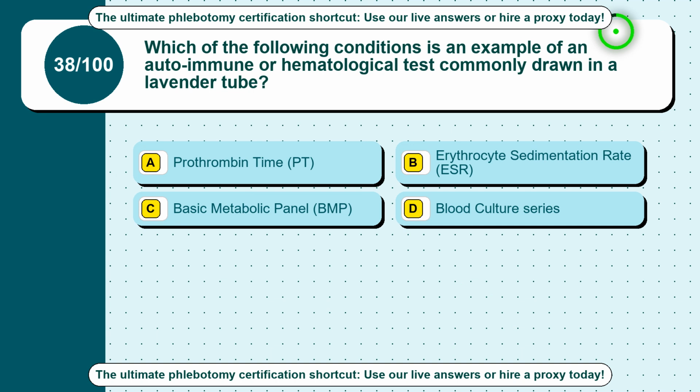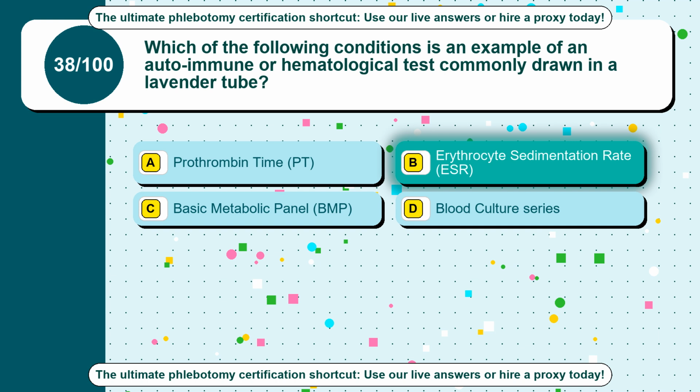Question 38. Which of the following conditions is an example of an autoimmune or hematological test commonly drawn in a lavender tube? Option A. Prothrombin time, patient. Option B. Erythrocyte sedimentation rate, ESR. Option C. Basic metabolic panel, BMP. Option D. Blood culture series. The correct answer is option B.